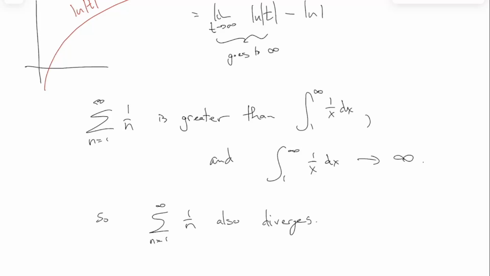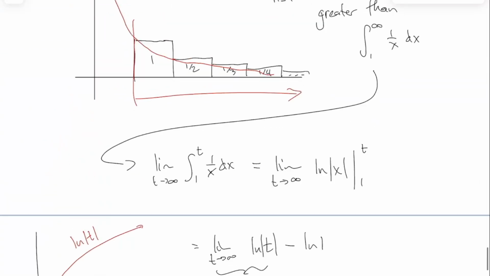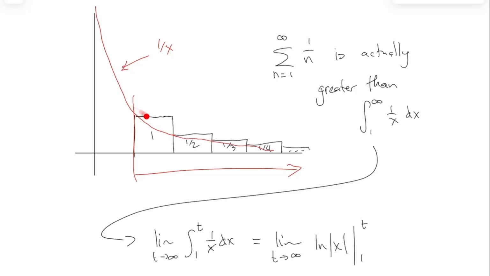This trick to compare the rectangles to the area under the curve only works if the function is a decreasing function. That's because when it's a decreasing function, all these rectangles will be sticking out, hanging over, and so we are guaranteed that the series area is greater than the area under the curve.